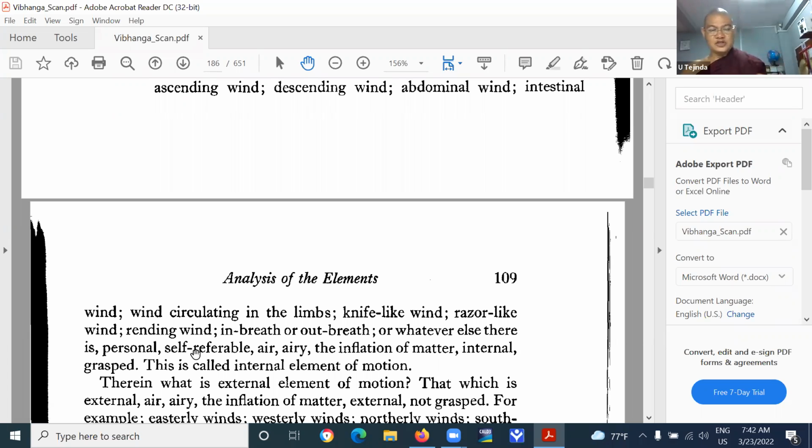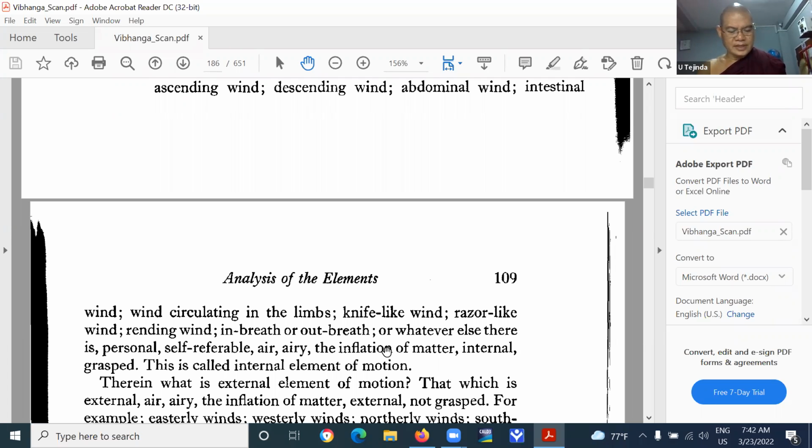So this wind may squeeze your heart. You cannot breathe anymore. It makes breathing very, very difficult. Such kind of wind is called here urdhvangama vata. A breath, or breath. This is also wind.